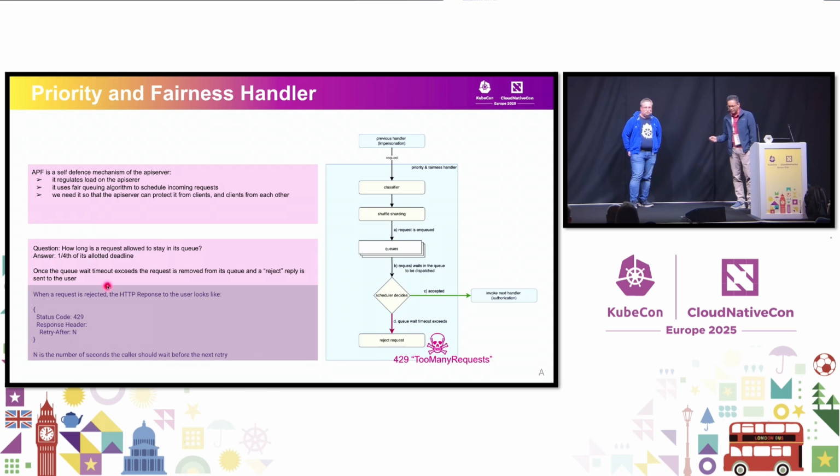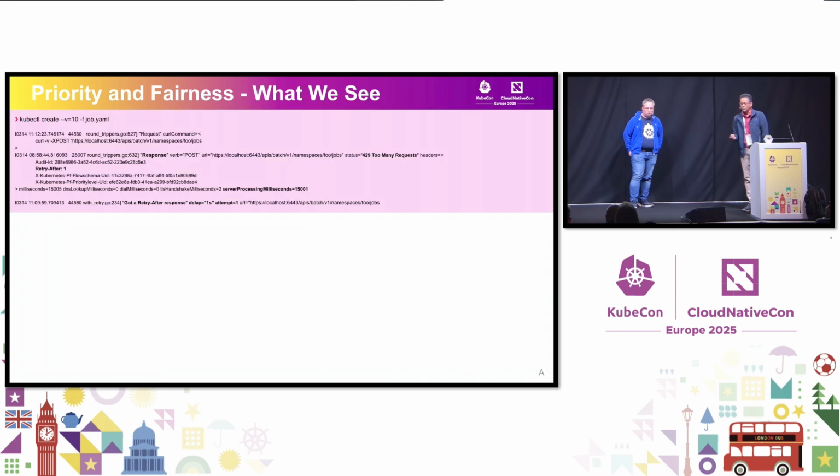Today, the reject reply has a status code of 429, and in the response it will have a header called Retry-After with a value n. This represents the number of seconds the client should wait before it retries. So what if our request gets rejected by priority and fairness? This is what we'll see in the log.